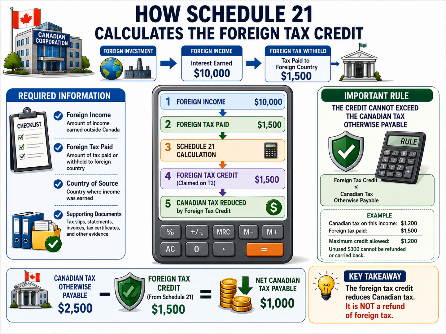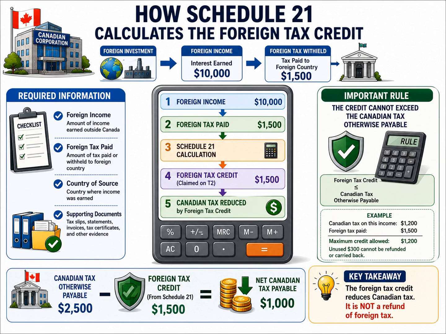At this point, without any relief, the corporation could still be required to pay Canadian tax on the same $10,000, creating the possibility of double taxation. This is where Schedule 21 becomes important. Using the information about the foreign income and the foreign taxes already paid, Schedule 21 calculates the federal foreign income tax credit. That credit is then used to reduce the Canadian federal tax that would otherwise be payable on the same foreign income. To complete Schedule 21 correctly, the corporation must gather several important pieces of information.